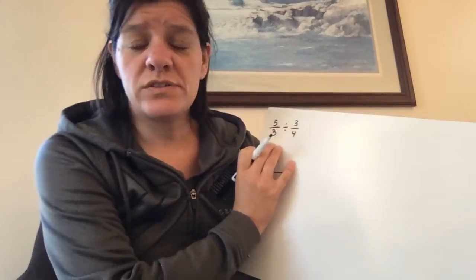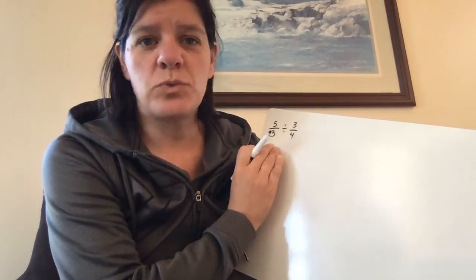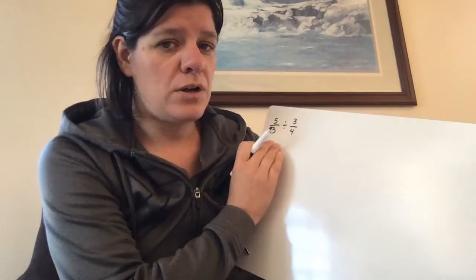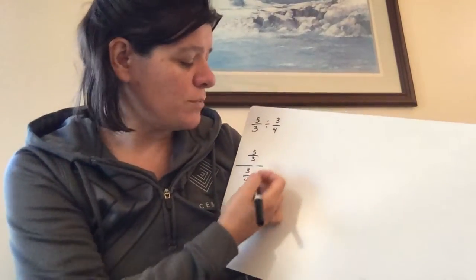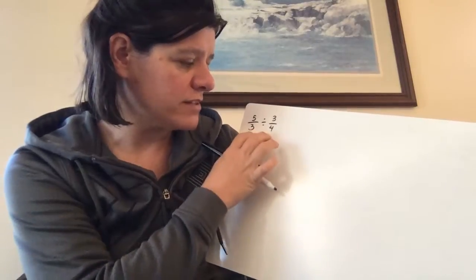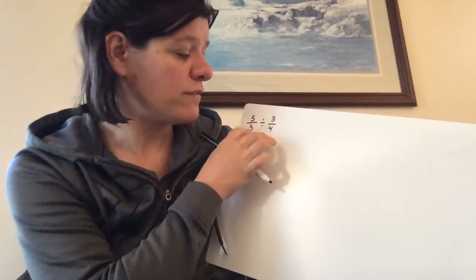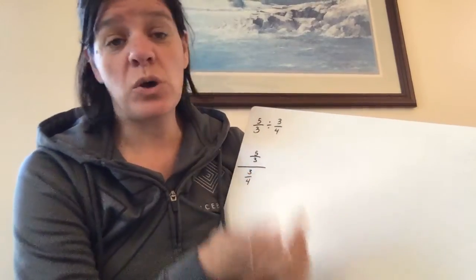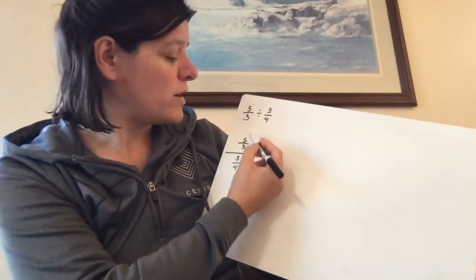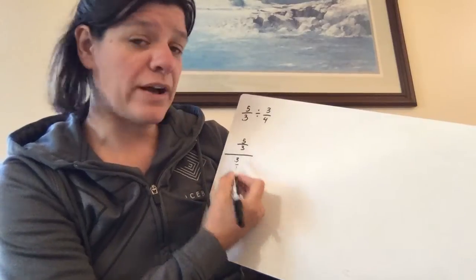Okay, so this is division of fractions, and there's different ways that people may have learned. There's certainly the most common way, and I'll talk about that at the end. But one way is to make this a complex fraction, so 5/3 divided by 3/4. Remember that a fraction bar is also a division symbol, so we can write it as 5/3 divided by 3/4.